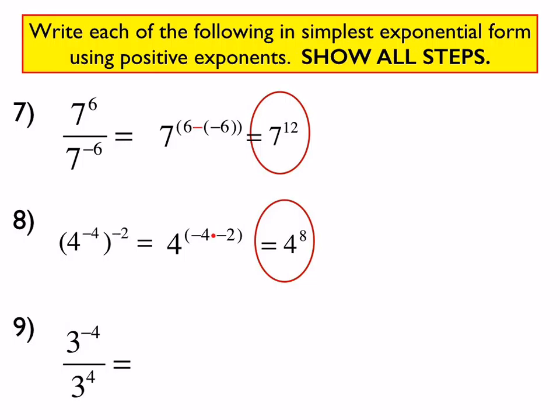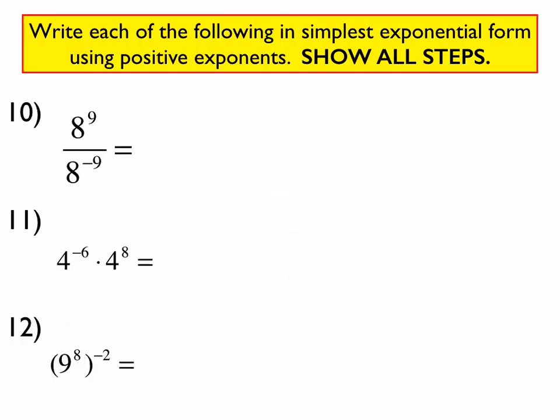Number 9, when we have a division problem with like bases, we subtract exponents. Don't forget to show that step. Negative 4 minus 4 is negative 8. Therefore, we have 3 to the negative 8, but we've got to go one more step. We end up with 1 over 3 to the 8th. Number 10, another division problem. Therefore, subtract exponents. 9 minus negative 9 is 18, so we end up with 8 to the 18th power.